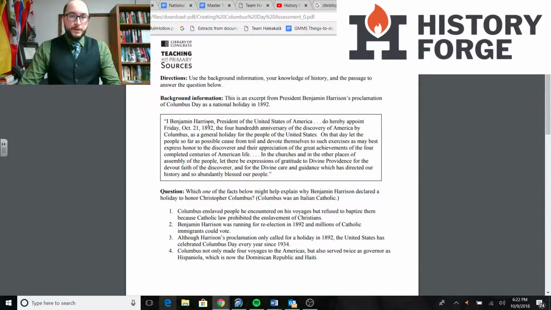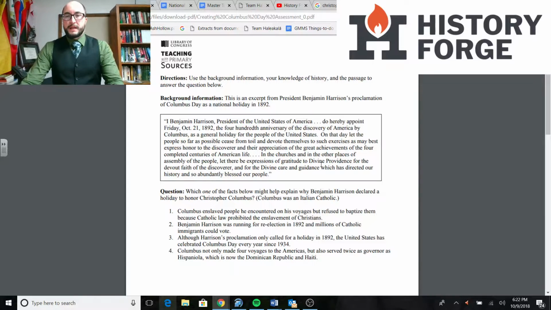So, I, Benjamin Harrison, President of the United States of America, do hereby appoint Friday, October 21st, 1892, the 400th anniversary of the discovery of America by Columbus, as a general holiday for the people of the United States. On that day, let the people so far as possible cease from toil and devote themselves to such exercises as may best express honor to the discoverer and their appreciation of the great achievements of the 4 completed centuries of American life.